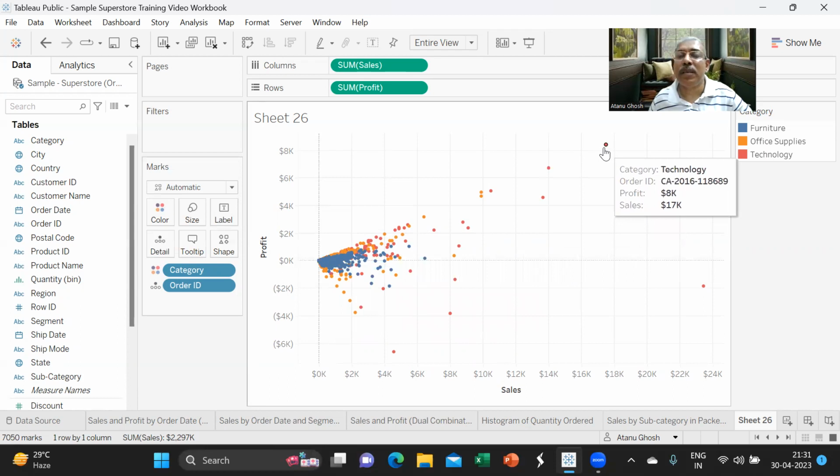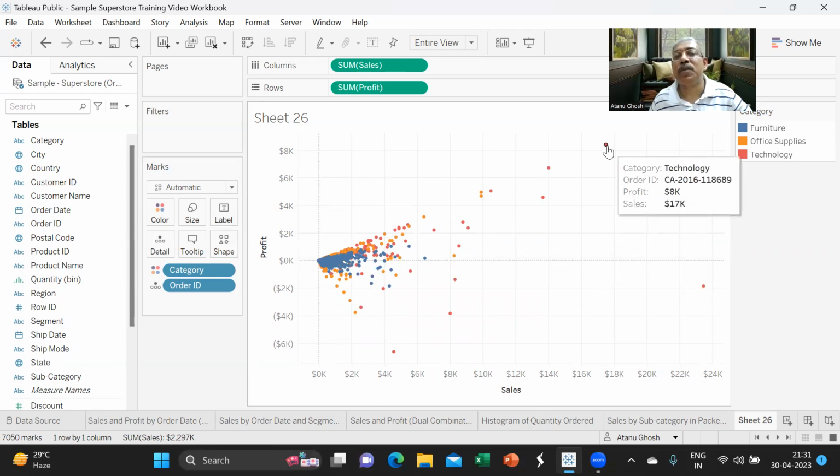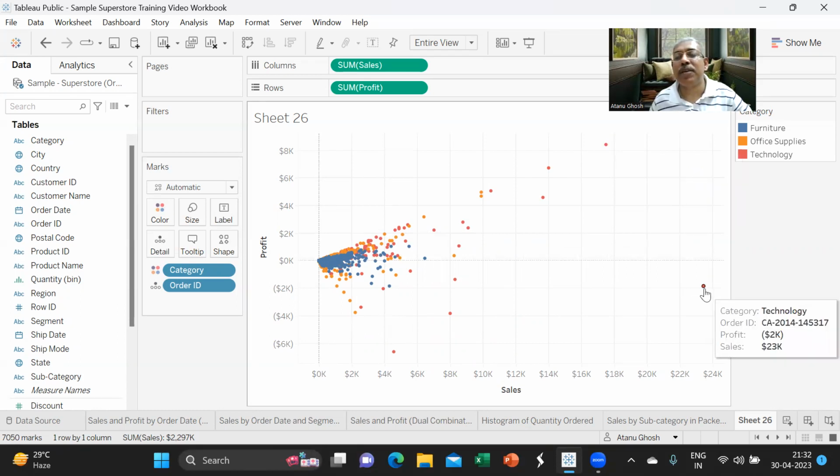Now, obviously, as management, we will be interested in some of the outliers. For example, this guy is an outlier. This is a particular order ID, CA2016. This one seems to have a very high profit and very high sales, a very good order it seems. This guy is very interesting. The sales has been very high, but the profit has been low.